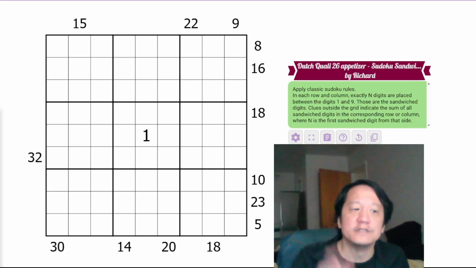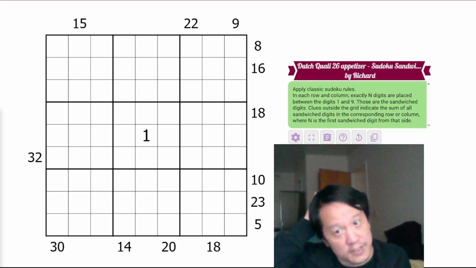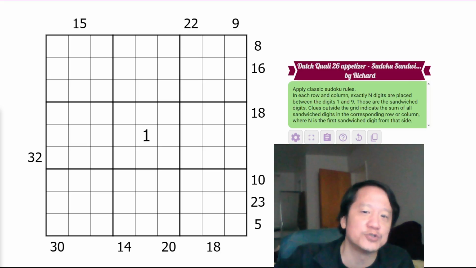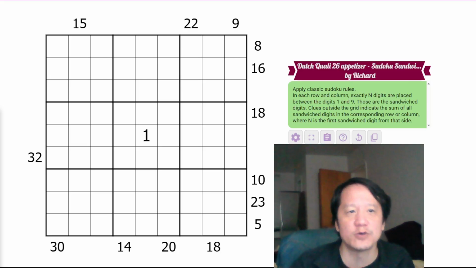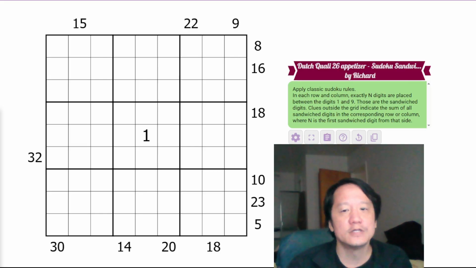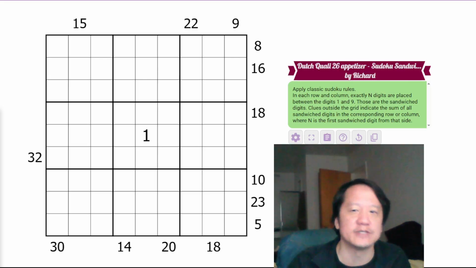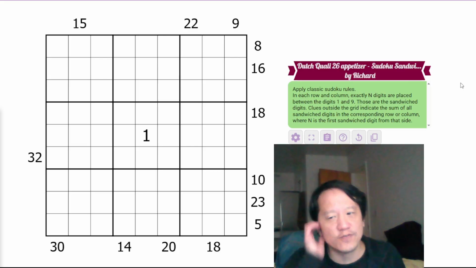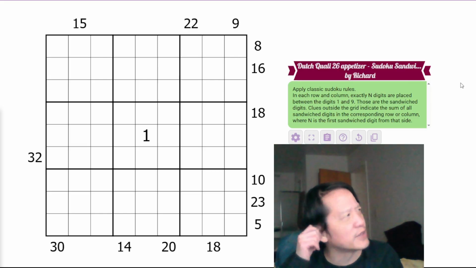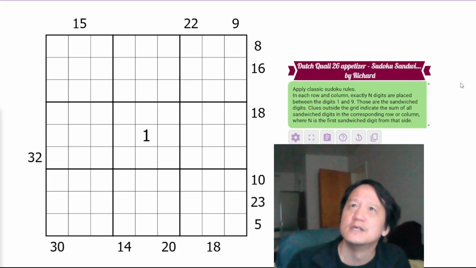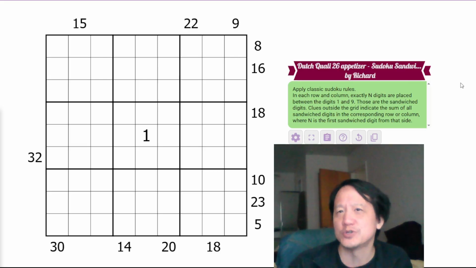And take that easiness with a grain of salt, because it's considered easy by the people on the Logic Masters Germany forum, and there's a lot of really smart people there. Today's puzzle is the Dutch Quali 26 appetizer, and this was for the Dutch, I think, Puzzle Masters, which occurred in March, I believe. Or at least I know the qualifications occurred in March. I'm not sure what else happened then.